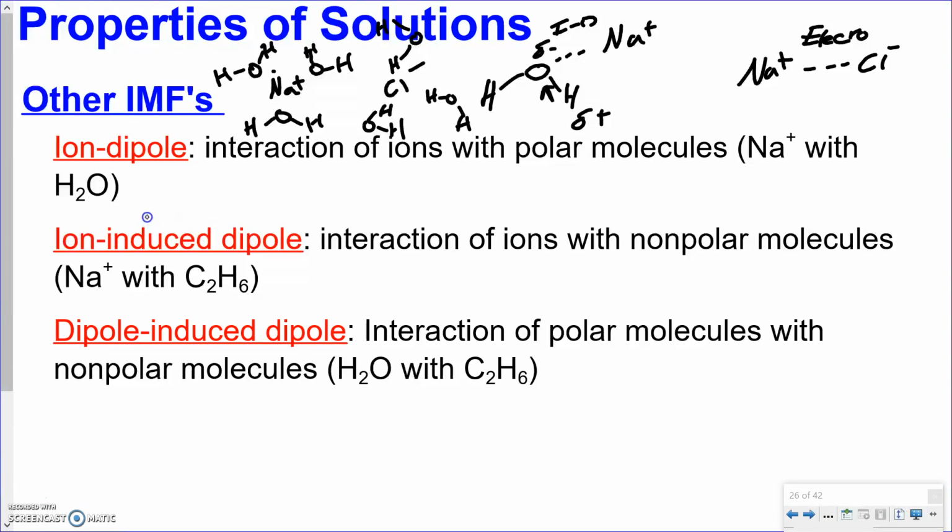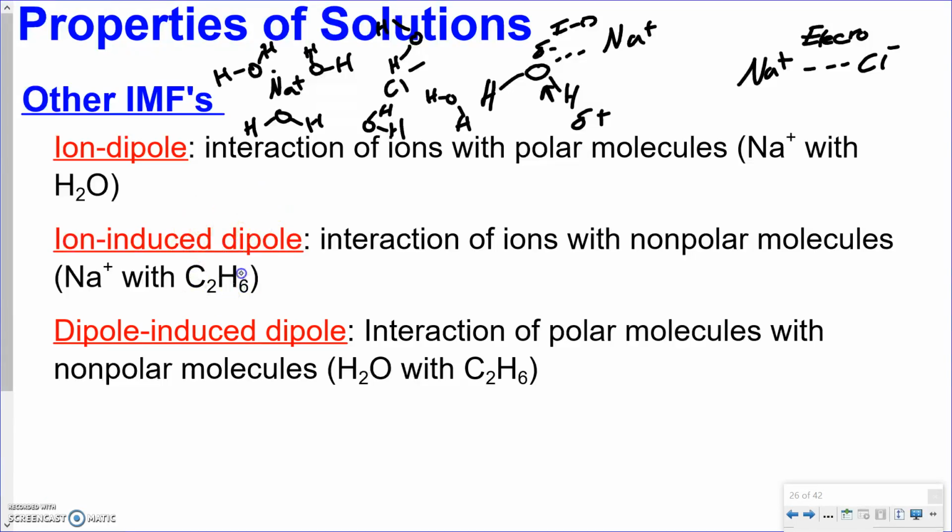So let's say I take sugar and I dissolve it in water. Sugar is a dipole or polar molecule, and water, of course, is polar as well. That would just be a dipole-dipole interaction. Well, what happens when I take something that's nonpolar, such as ethane here, and dissolve it in with something that is ions or has ions present? We call that an ion-induced dipole.